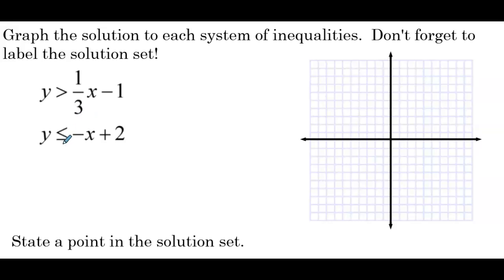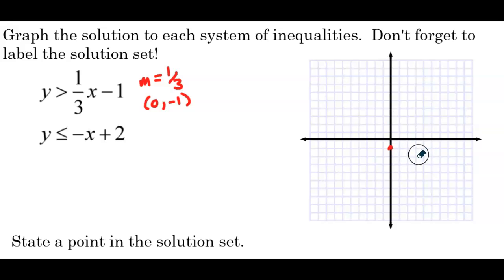Next example, the system is y is greater than 1/3 x minus 1 and y is less than or equal to -x plus 2. So we'll start with the first line. So we have a slope of 1/3. The y-intercept is the point 0, -1. So we have a slope and we have a point. So 0, -1, slope of 1/3.